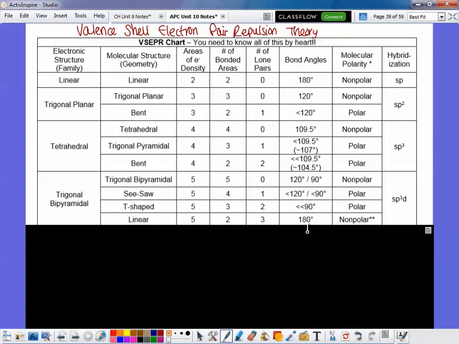So typically, trigonal bipyramidal is nonpolar, seesaw is polar, T-shaped is polar, and linear here is nonpolar. And this has asterisks. I'll talk about that in a moment. All of these have sp3d hybridization.